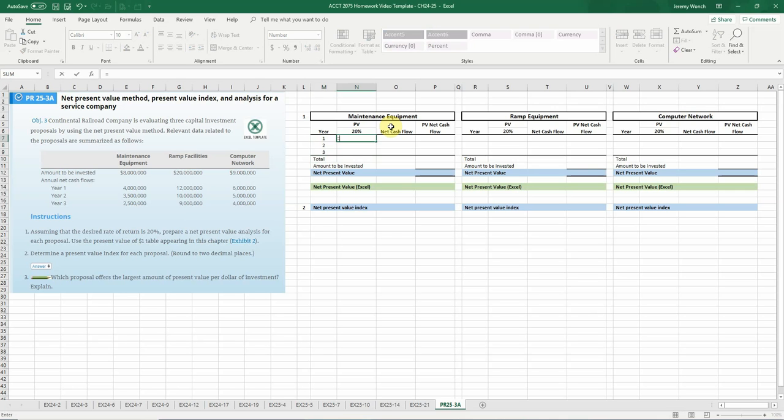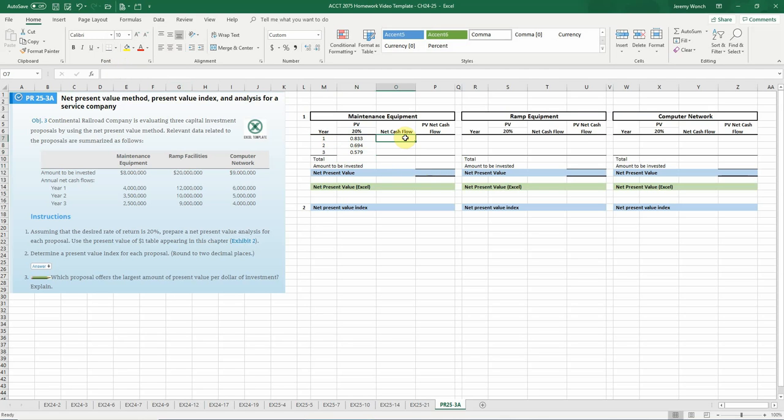Then we'll calculate our present value factor. So that's going to be the present value. Then we have our interest rate of 20%. We'll use the absolute values to lock that down. For our period, we just reference the year. We skip the payment, and we do a negative $1 for the future value. Go ahead and drag that down, give us our factors.